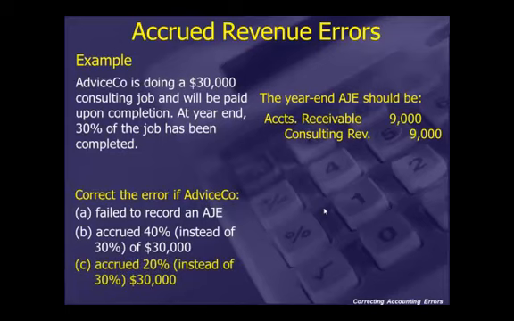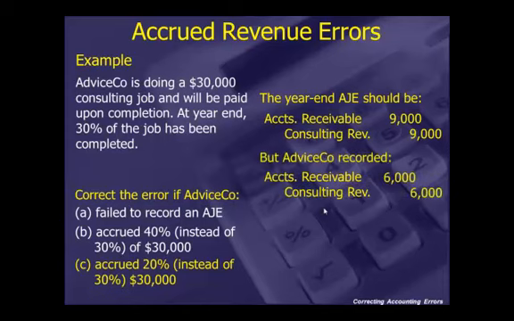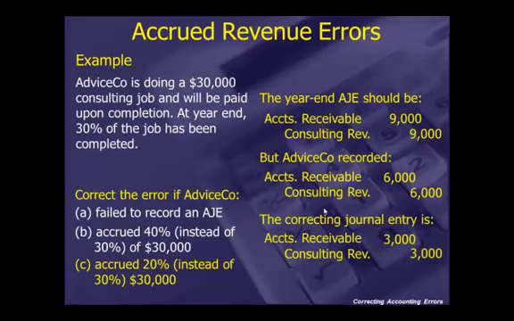Let's say we only accrued 20% instead of the 30% of the $30,000. Well, 20% of $30,000 is $6,000. So what was recorded was a debit to accounts receivable and a credit to consulting revenue for $6,000. Well, that's too little. We need to have it be $9,000, so we need an additional $3,000. So the correcting journal entry is to debit accounts receivable and credit consulting revenue for the additional $3,000.